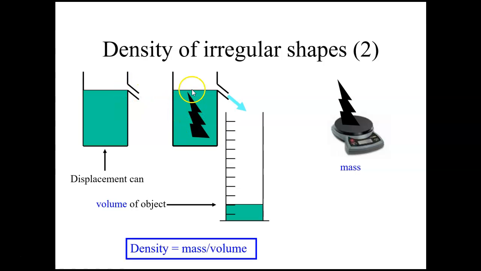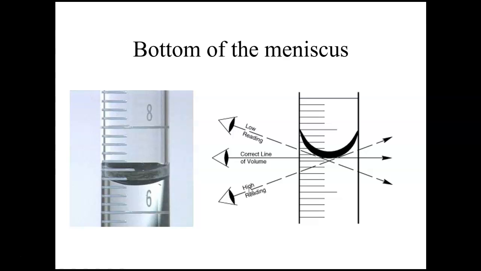You then put your object in, and of course the water comes out the spout, and then we can measure the volume of water that comes out. And the volume of water that comes out is equal to the volume of the shape. Again, we can find the mass of the shape using a balance, and then density is just mass divided by volume. Okay, and again, if we did that, we did it last.